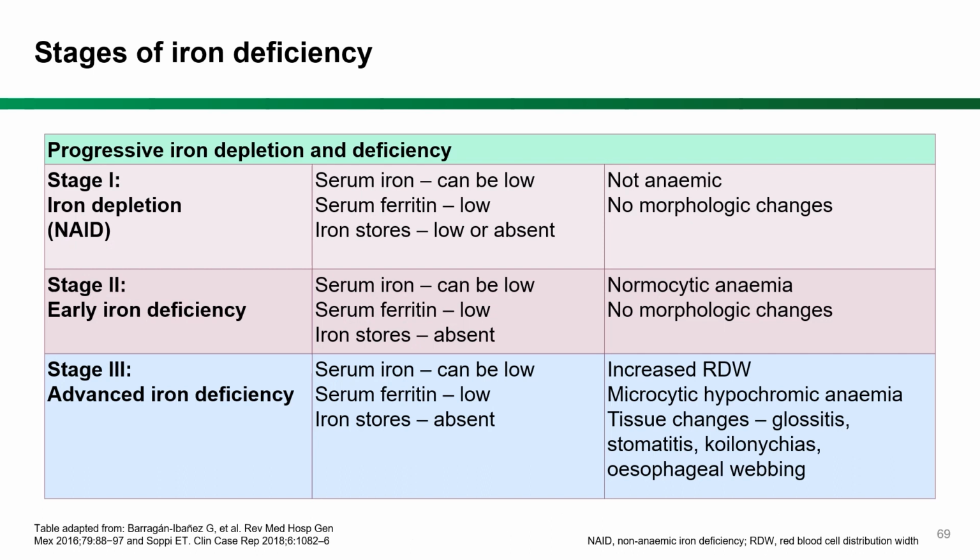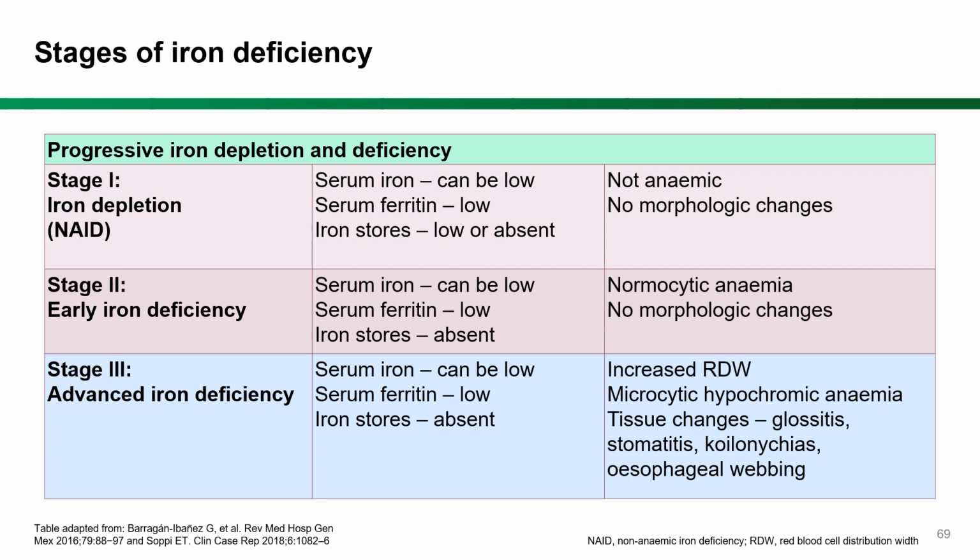Now recognize that iron deficiency goes through 3 different stages that are very important, each in their own right. And very important to notice is this stage 1, which is called non-anemic iron deficiency, where the patient can have low iron levels, low iron stores, but they are not anemic and the cells appear normal. Yet the patient can have all the symptoms of iron deficiency anemia, even though they're not yet anemic.